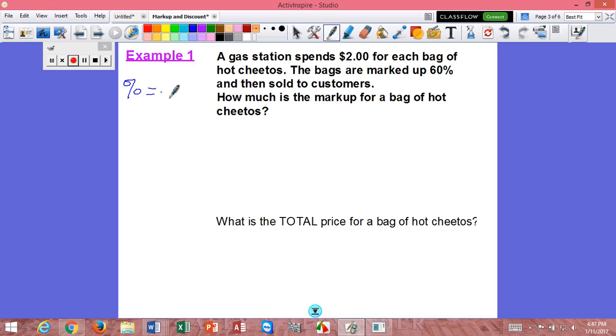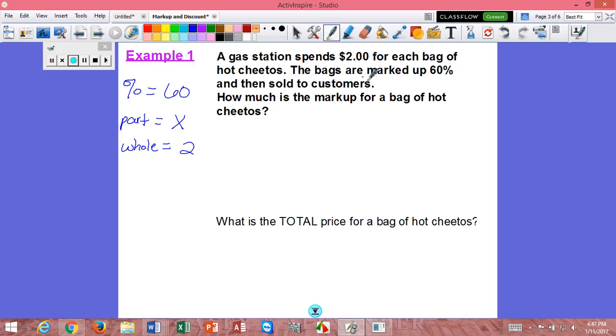So they did give us a percent, 60%. The part would be the amount of money that this gets marked up, and we don't know that. That's what the question is asking for, so that's going to be what's missing. The whole is going to be the original cost for a bag of these hot Cheetos, and originally it's going to be $2, so I'm just going to put a 2.